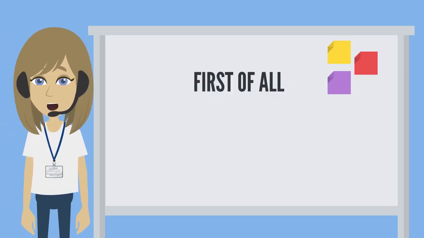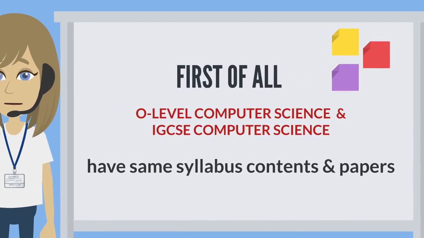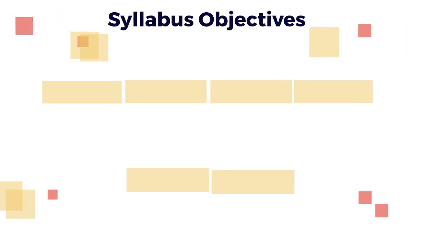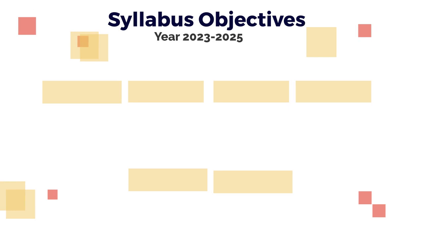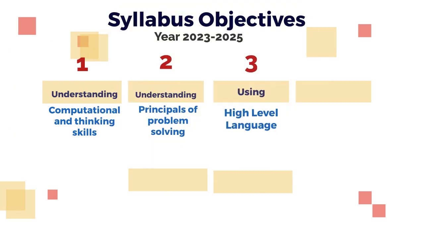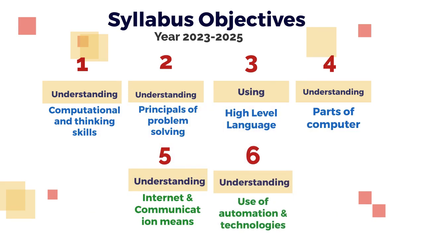First of all, remember, in the case of computer science, the O-Level and IGCSE syllabus content, papers, and their style are the same. The objective of the syllabus includes understanding computational and thinking skills, principles of problem solving, using high-level language, understanding parts of computers, the internet, and other communication means, use of automation, and new emerging technologies.